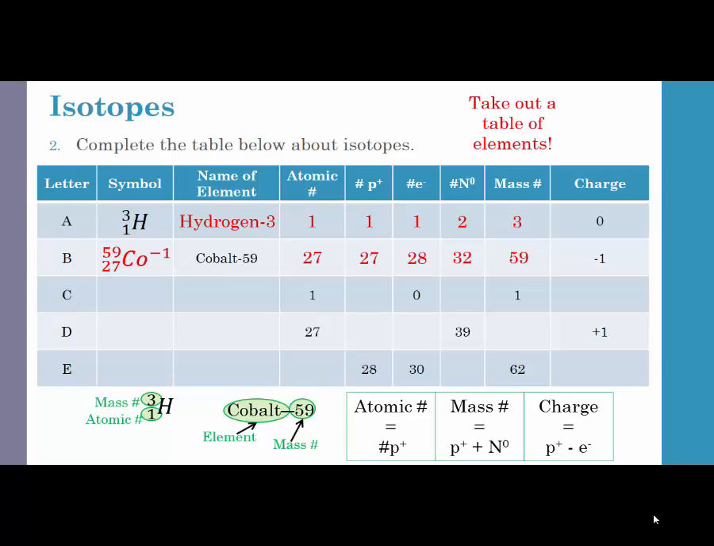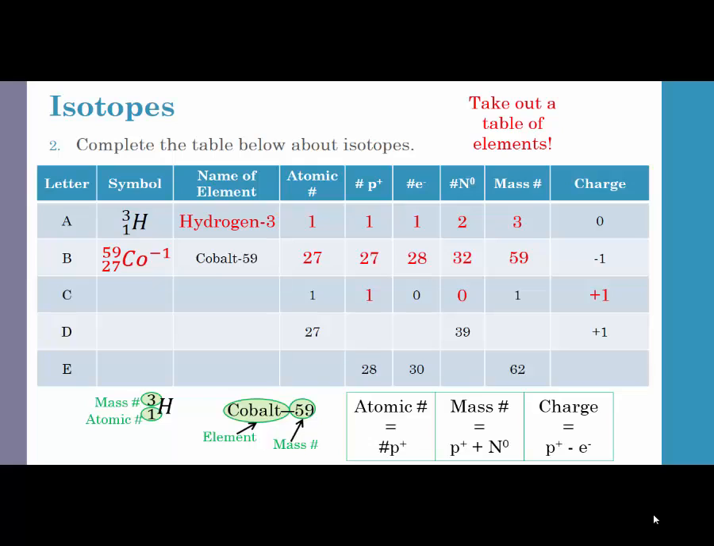If we look at the next element, it looks like we don't know that much about it, but actually this gives us all the information that we need. The atomic number is 1, which means that we have 1 proton. The mass number is also 1. The mass number is the sum of protons and neutrons, and I know I have 1 proton, so the only way that I have a mass number of 1 is if I have no neutrons.